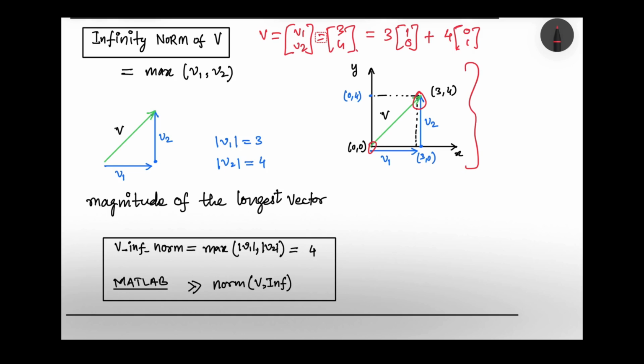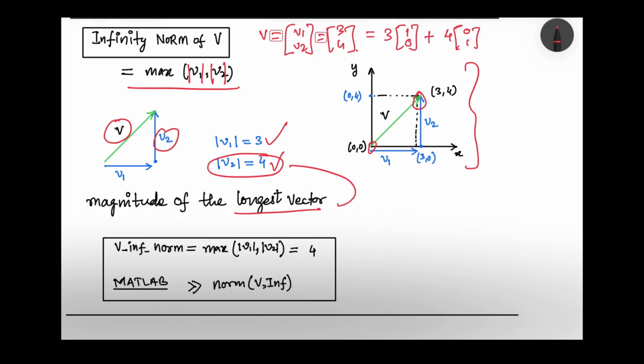Now what is the infinity norm? We have two elements in this particular vector, v1 and v2. The maximum magnitude, or the element with the largest magnitude, is what the infinity norm is. So here we have 3, comma 4, two elements within the vector, and the longest one forming the vector v is v2. The length of v1 is 3 and the length of v2 is 4. The longest among 3 and 4 is 4. So this is what the infinity norm is.